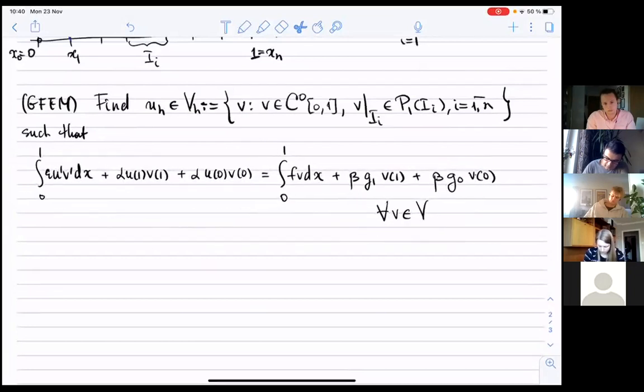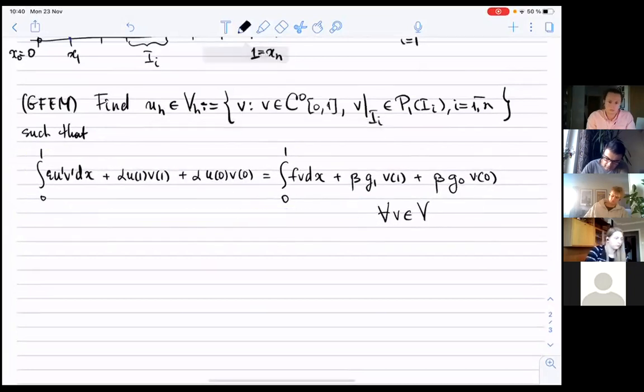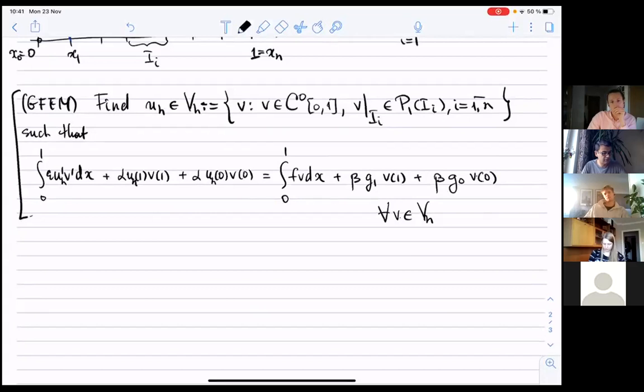And I copy that. And we add h here. H. Okay, so this one is the Galerkin finite element approximation. All right, so so far there's no news.